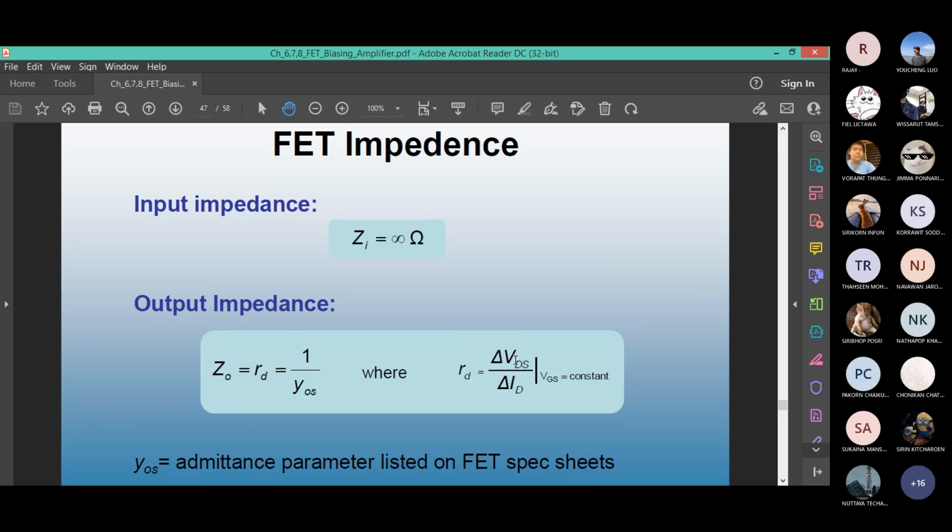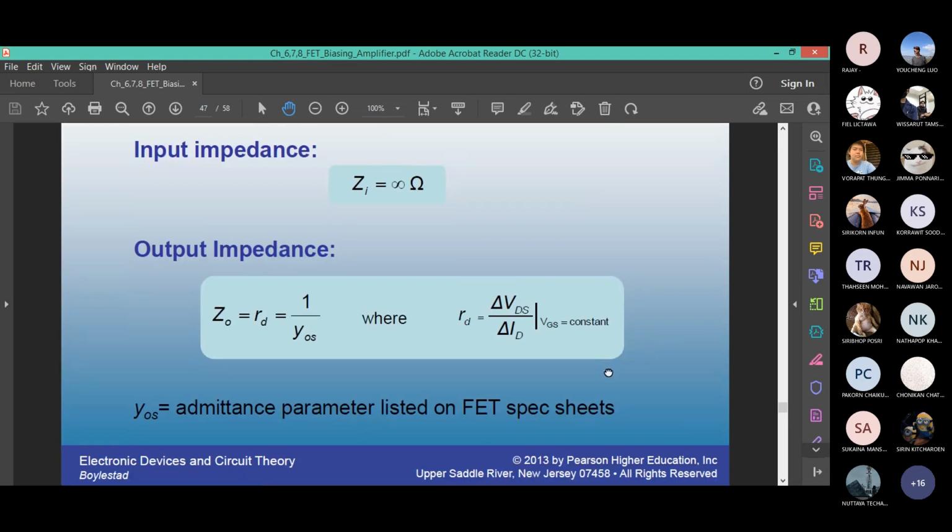rd is the ratio of output voltage variation and output current variation. It's not gate source voltage. Gate source is kept constant. On many spec sheets, YOS is given. It is called the admittance parameter. It's typically listed on the spec sheet. So the output impedance has nothing to do with the inverse of transconductance. It's a common misunderstanding. Please be mindful of this one.